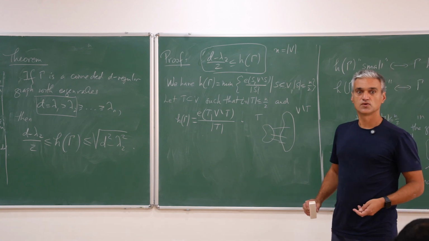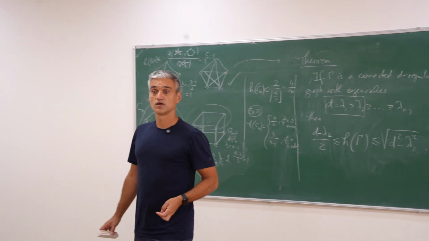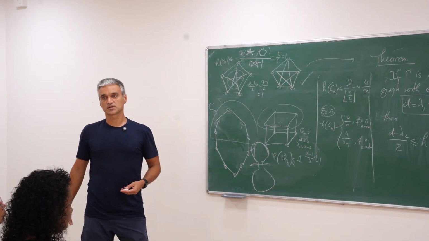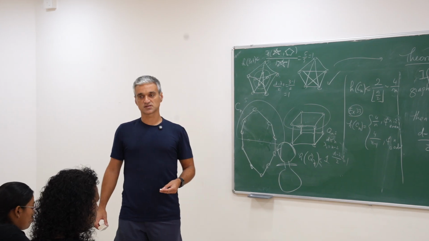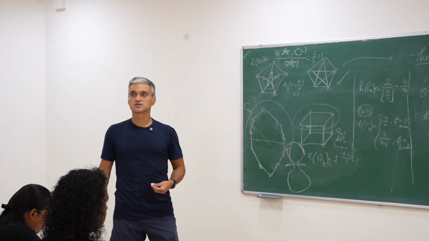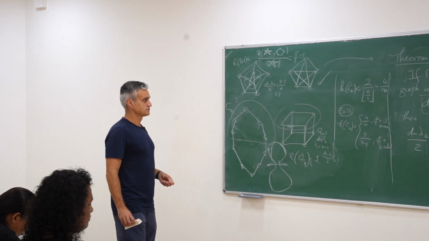Yes? In all the examples, the minimum is attained by a set of size exactly n over 2? It's not the case in general. It just happened here. I'll think about an example, but it's not the case. Okay.